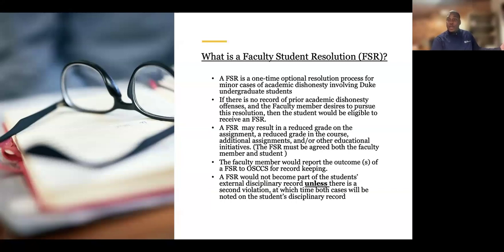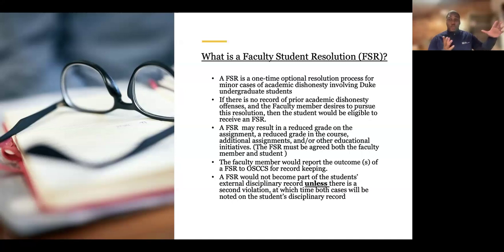If you agree to it, it's not a part of your reportable history. If you don't agree with that resolution, you have the right to say no. Our office will meet with you and make a decision upon whether there is a preponderance that you violated the policy. Is it more likely than not? So again, an FSR is not a part of your reportable history. It's not notated in your transcript unless there's a subsequent violation through your tenure at Duke. So look at this as your get out of jail free card, for my Monopoly lovers. And just make sure that this is something that's minor.